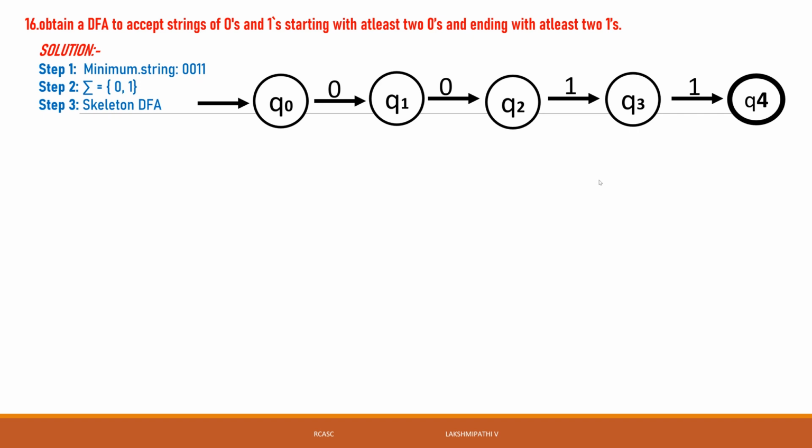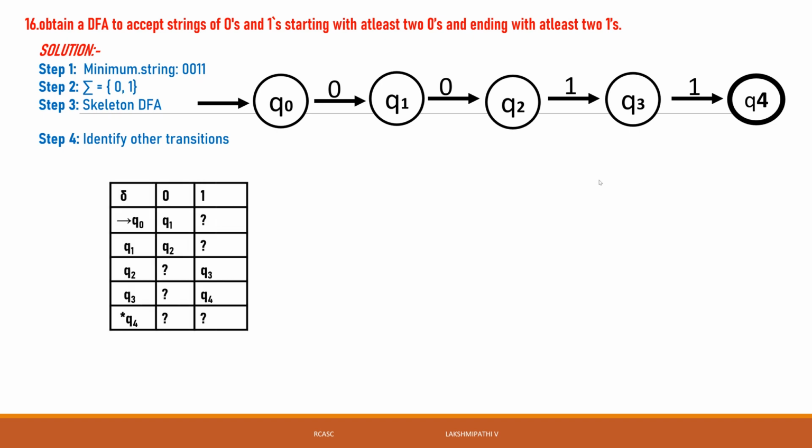So we can write δ(Q0, 0011) reaches the final state. 0011 is the minimum string. Then come to the undefined transitions. What are the undefined transitions? Q0 of 1 is not defined. Q1 of 1 also is not defined. Q2 of 0 is not defined. Q3 of 0 is also not defined. Q4 of 0, 1 is not defined. What are these undefined transitions?